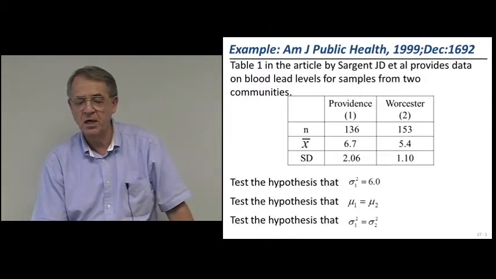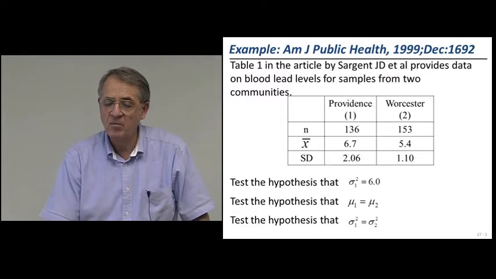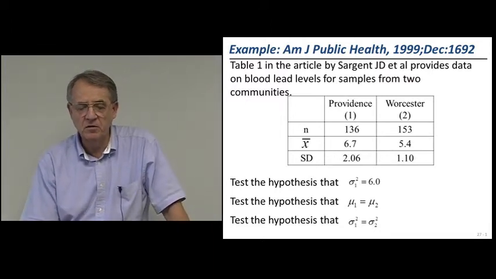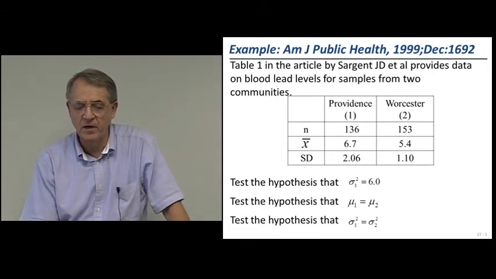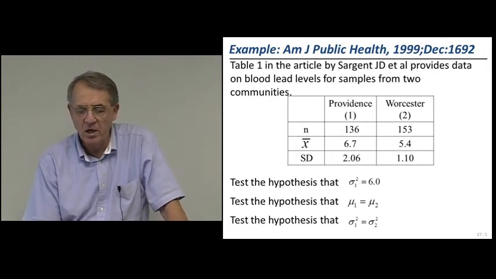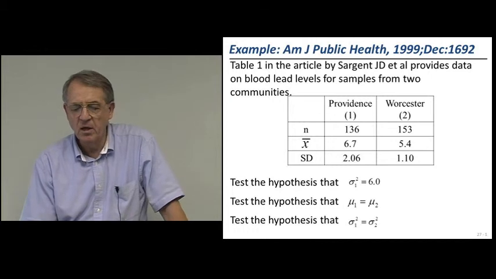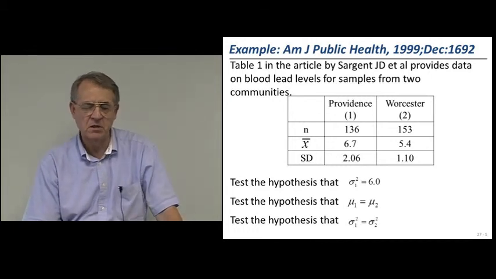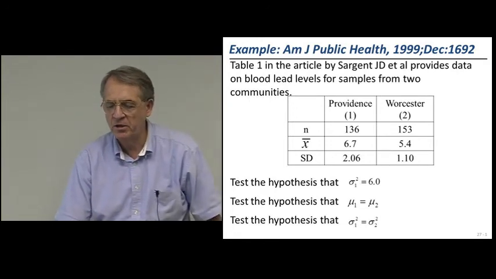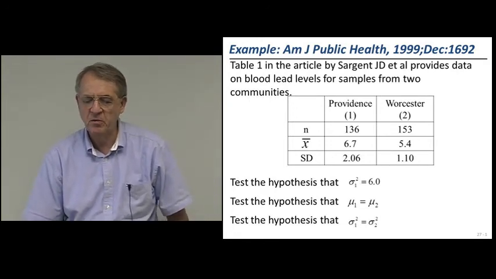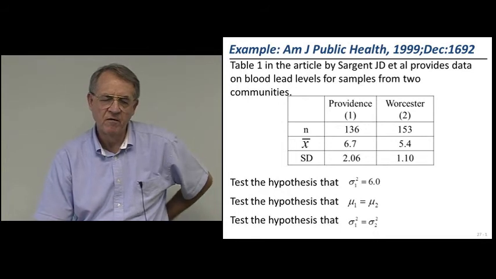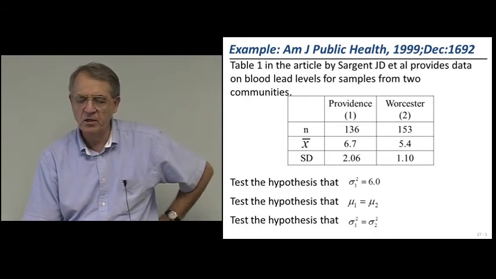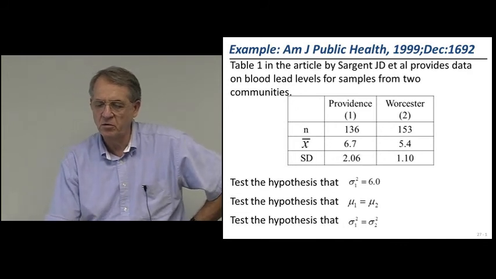The first is to test the null hypothesis that sigma 1 squared is equal to 6. You have the standard deviation as 2.06. The square of that standard deviation is s squared, which would be 4 something. So you would be examining the null hypothesis that the true value of the population variance was 6. Your estimate is 4 something, so the fundamental question is, is 4 so far away from 6 for you to be able to reject the null hypothesis that 6 is the truth?